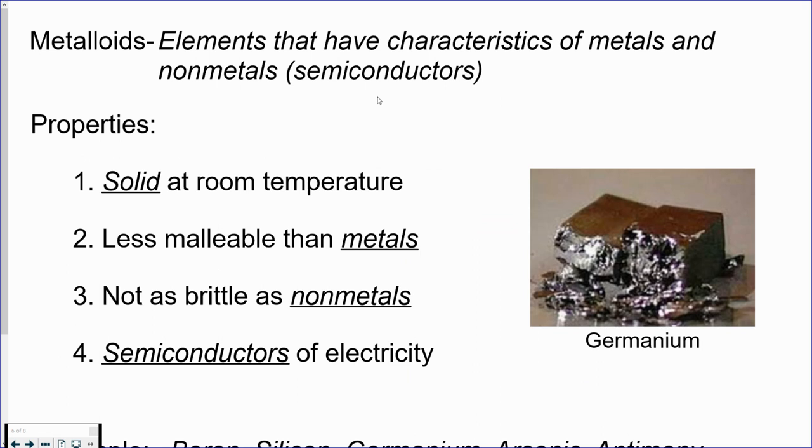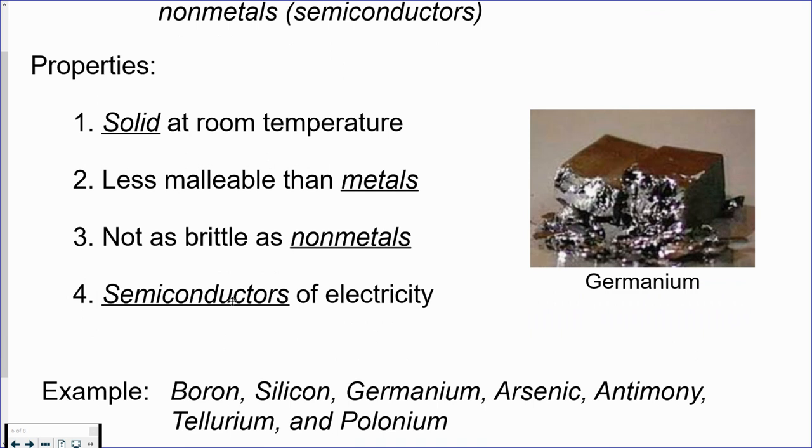Metalloids. Now, metalloids are kind of where we get a little bit into our trickiness, okay, because they have characteristics of metals and nonmetals. They are called semiconductors. So they are solids at room temperature. They're not as malleable as metals, but they're not as brittle as nonmetals. So they fall right in the middle. And then again, they are semiconductors for electricity.